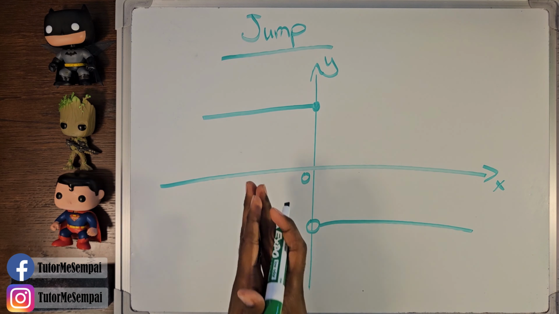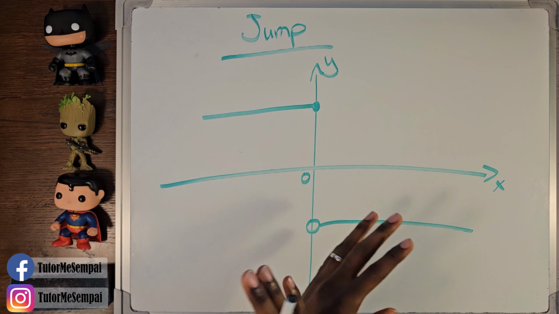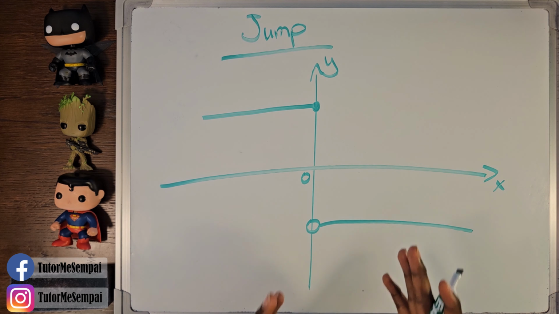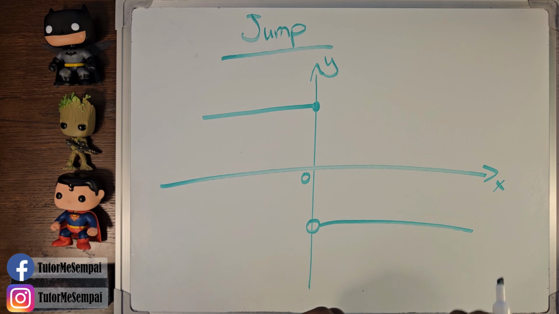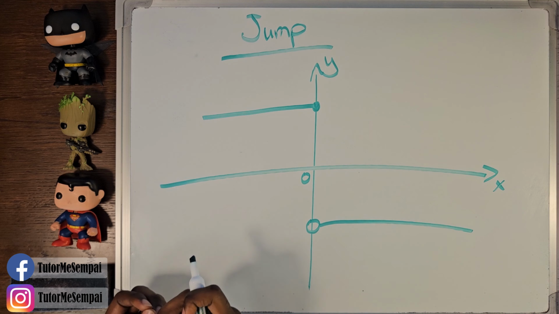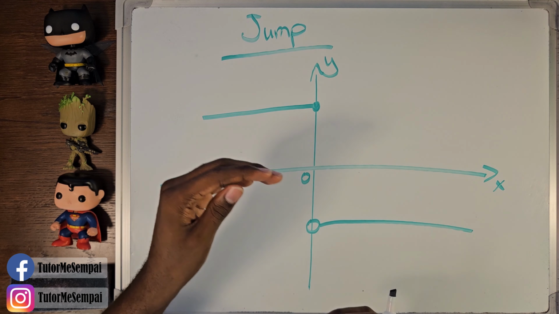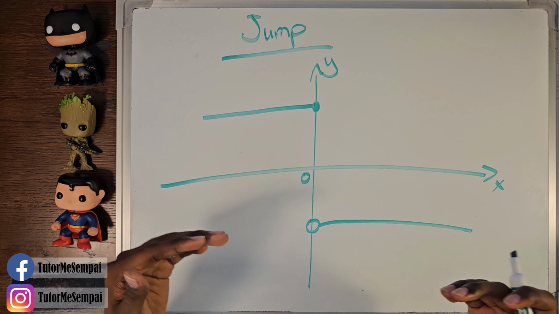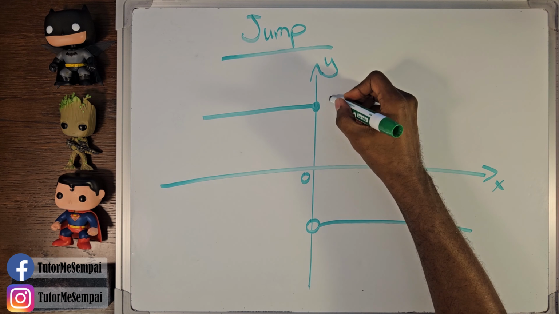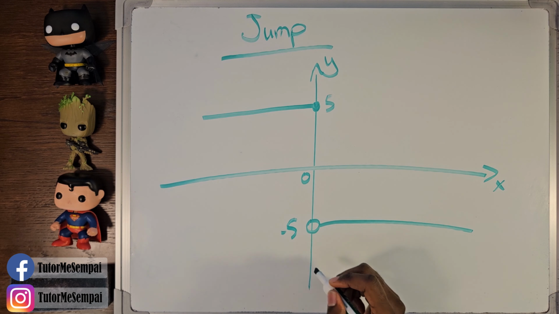And you can see for a jump discontinuity, you're pretty much never going to have a limit at your intersection point. And that's because you're not going to be a jump discontinuity if there's no jump. And the jump means we have a disconnect. Therefore, your left-hand limit has to be different from your right-hand limit. So let's say this was 5 and this was -5.